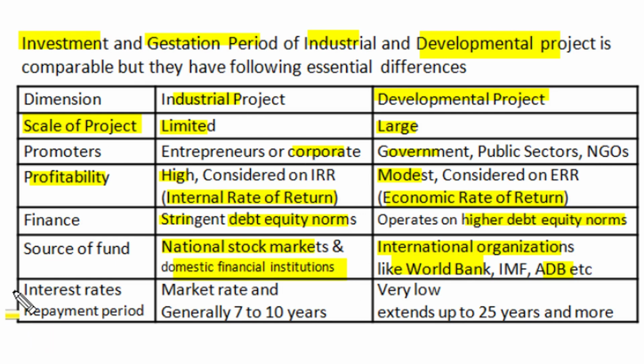Now for finance, the interest rate also differs. For industrial commercial projects, market rates are considered, whereas for social and developmental projects, a very low rate of interest is undertaken. Now the repayment period is also different. For industrial projects, it is generally 7 to 10 years, whereas for social and developmental projects, it may extend up to 25 years or even more.